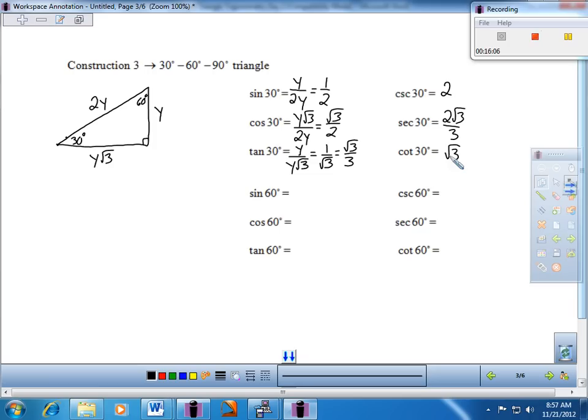Okay. Now we're going to do the 60 degree. Now you don't have to do this on your paper, but sometimes it's good visually to kind of see it.